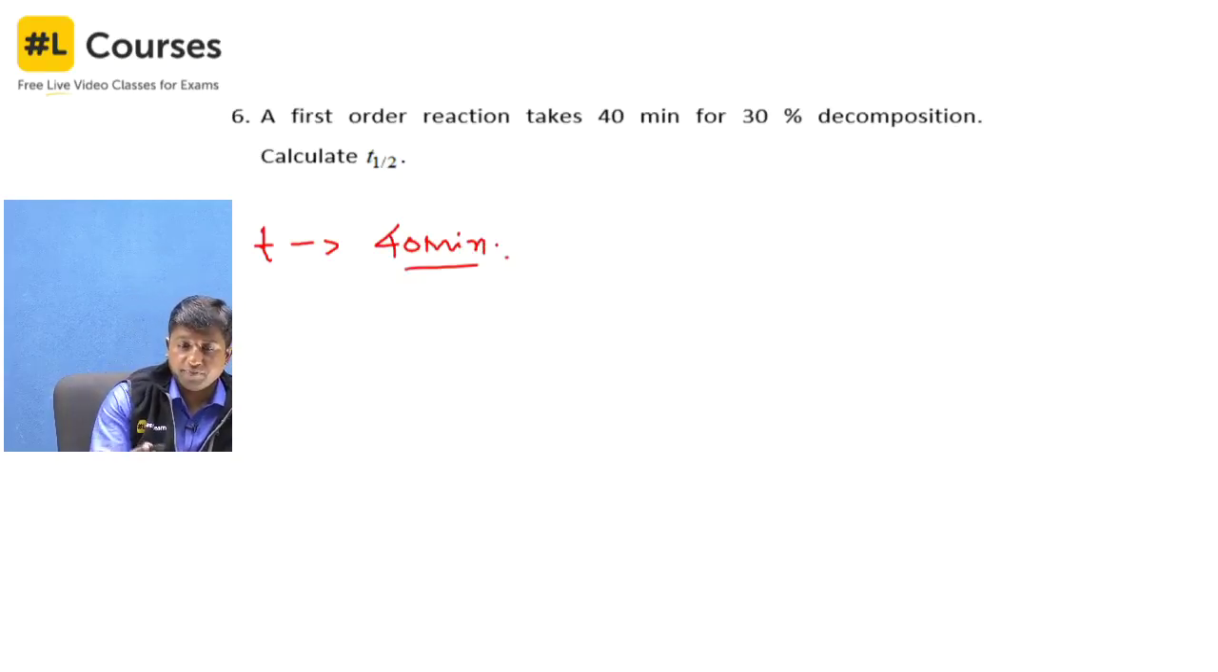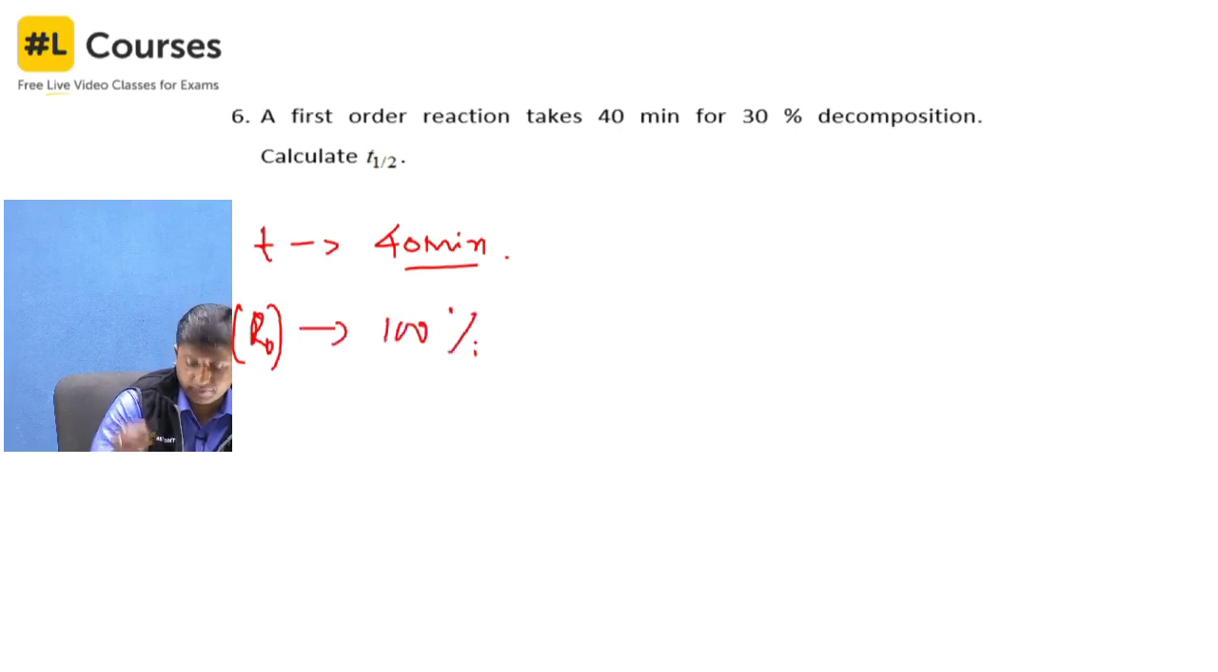30% decomposition. Since they have given 30%, percent means per 100, let us take initial concentration R naught as 100%. R naught is 100% here. Let x be the change in the concentration at a particular interval of time, that is they have given 30%.